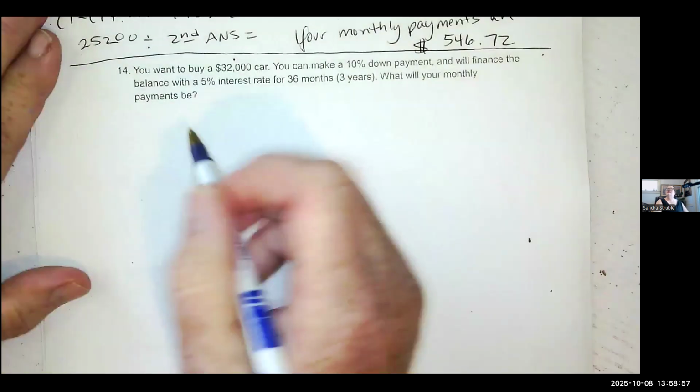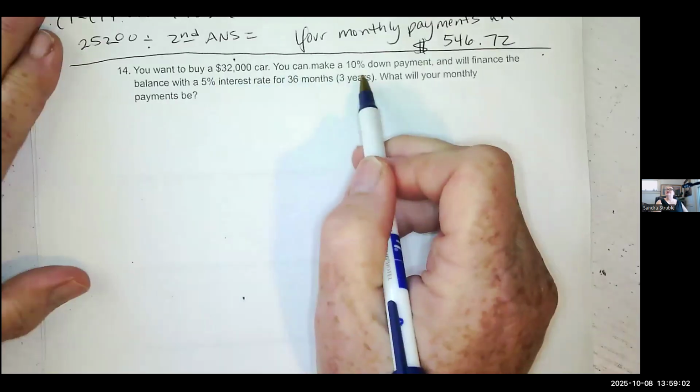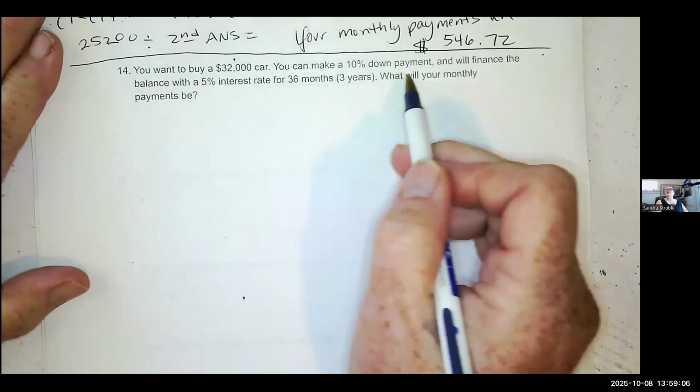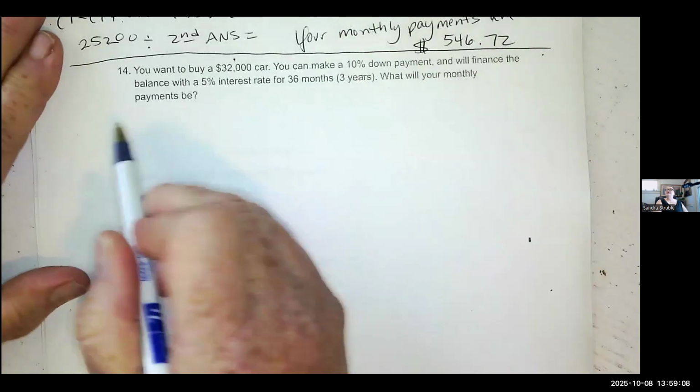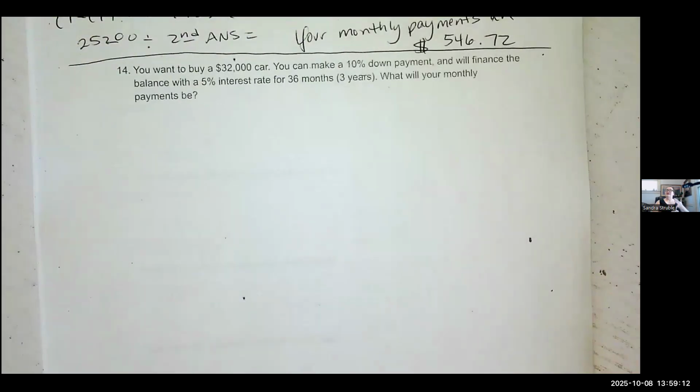It sucks. The next thing is you want to buy a $32,000 car. You can make a 10% down payment and we'll finance the balance with a 5% interest rate for 3 years. What will your monthly payments be? So first you need to find your down payment amount. So 10% of the car. So you walk into the dealership and you take in, I have 10% of a $32,000 car. Then the difference between the down payment and that $32,000 is the loan you're going to have to take out to be able to drive that car off the lot.